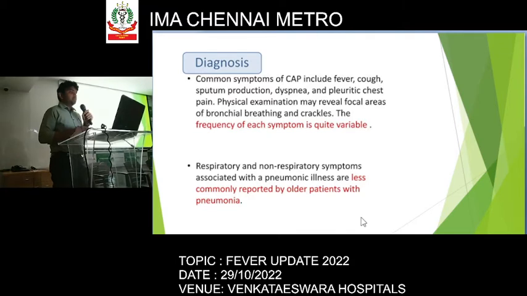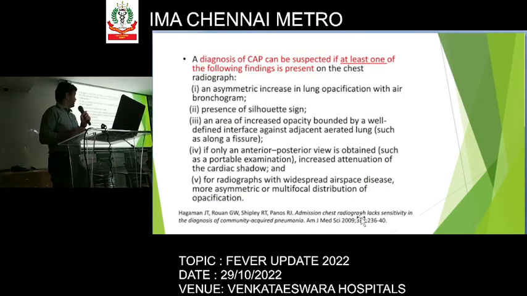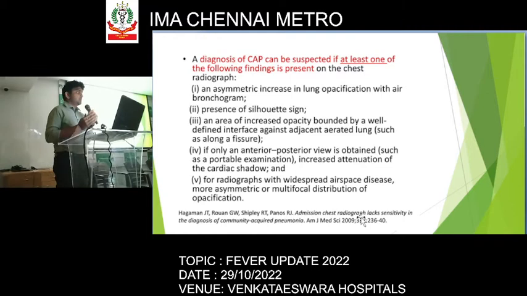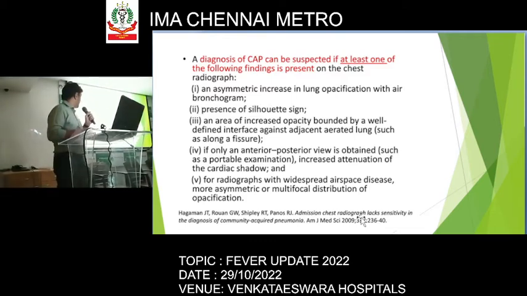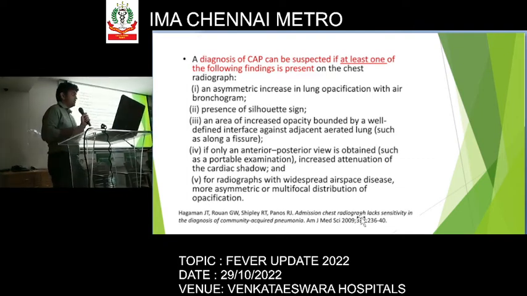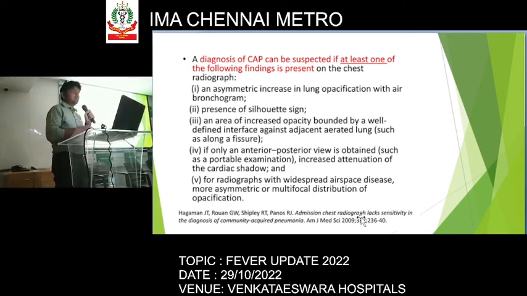Based on the chest X-ray, community-acquired pneumonia can be diagnosed by the presence of increasing lung opacification and silhouette sign, an area of increased opacity bounded by a well-defined interface of aerated lung. That is what we call the bulging fissure sign, which is more common in Klebsiella pneumonia. And if only an AP view of the chest X-ray is available, we have to look for increased attenuation of the cardiac shadow. It shows that retrocardiac infiltrates can be present. And for radiographic widespread airspace disease, there is a more asymmetric or multifocal distribution of opacification. If at least any one of the signs is there, then we can call it a case of community-acquired pneumonia.